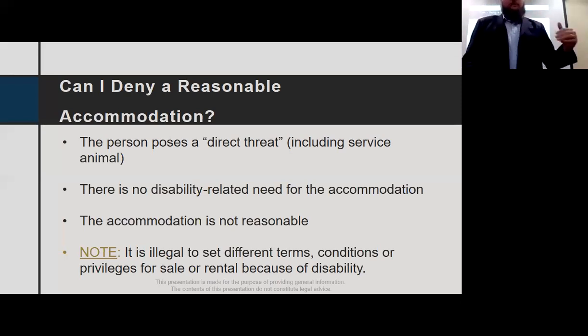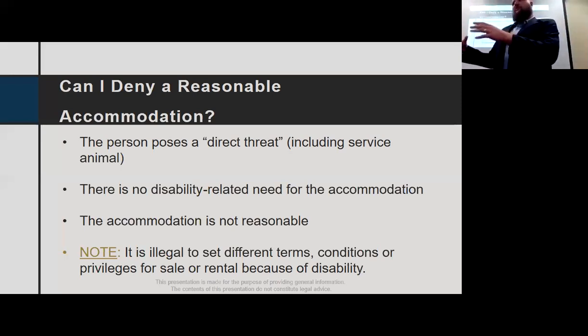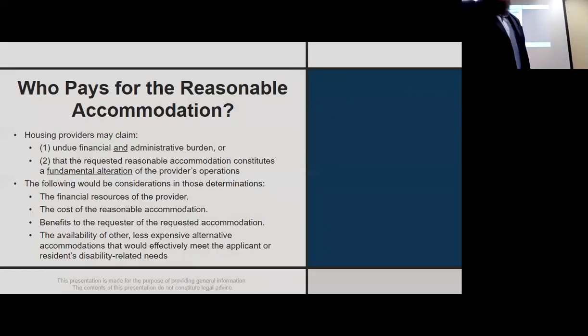Now I do have a note: you can't set specific terms and conditions or privileges based on a disability. One of the examples that I saw in looking at this was if you have a common area pool, you can't have an additional waiver that somebody that's disabled has to sign to be able to use the pool. Just because they're disabled doesn't mean that they can be treated any differently. Your terms and conditions have to apply to everybody. If everybody has to sign the waiver, they can sign the waiver. If you're just doing it for disabled people to sign the waiver, you've crossed the line. You can no longer do that.